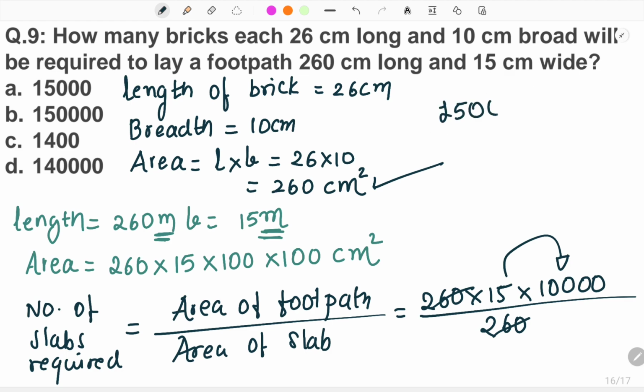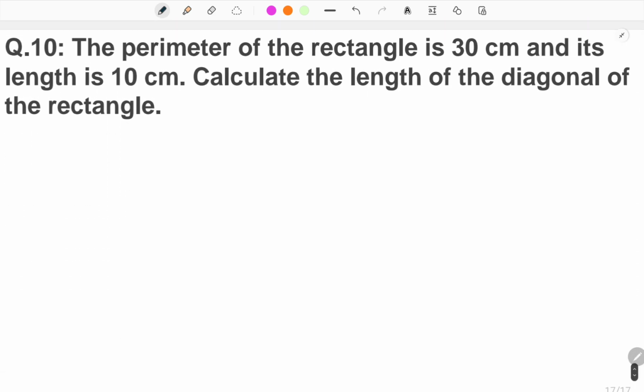Correct? Just a minute. Okay, so 1,50,000 is the correct answer for the given question. I hope you have got this question. Now moving ahead to the next question.